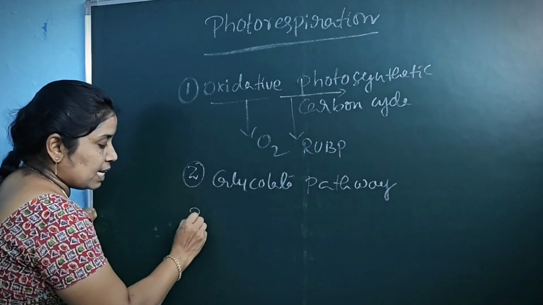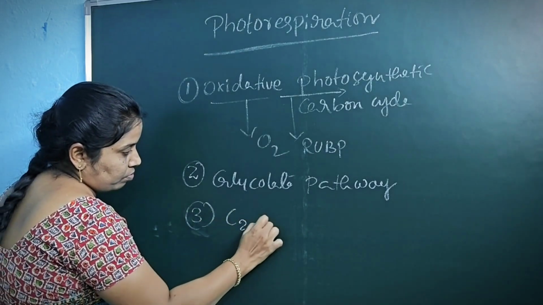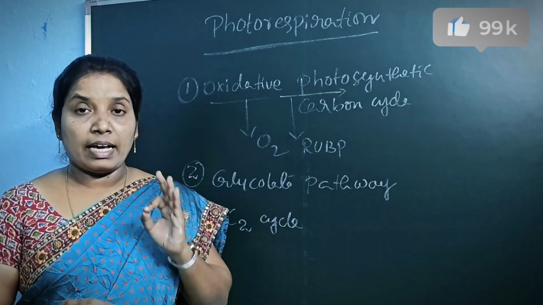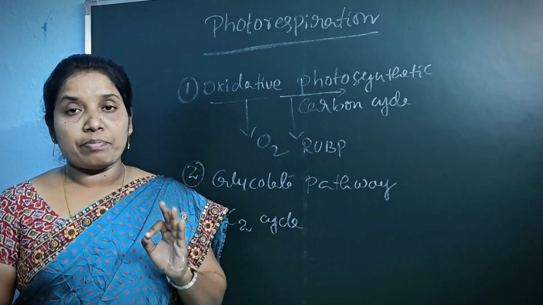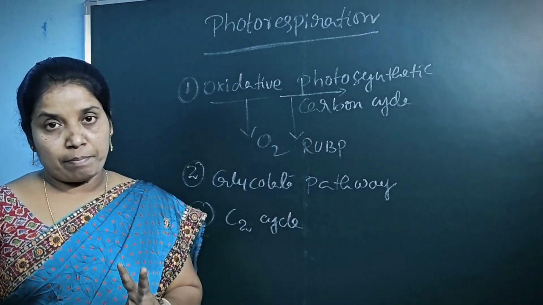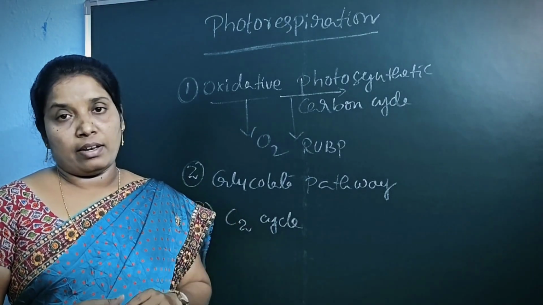This is also called the C2 cycle. Why? Because the glycolate, which is a primary substrate formed in photorespiration, is a 2-carbon compound. That's why this cycle is also called a C2 cycle.